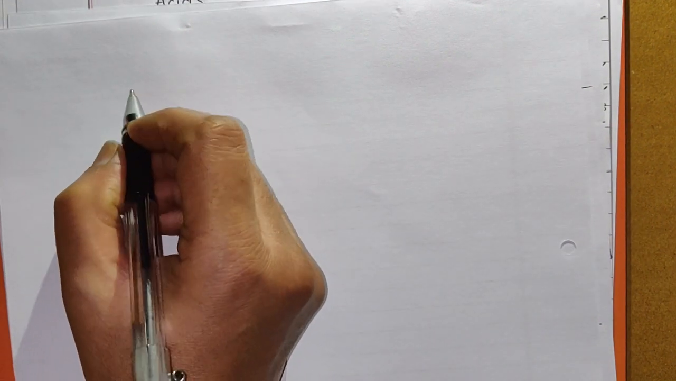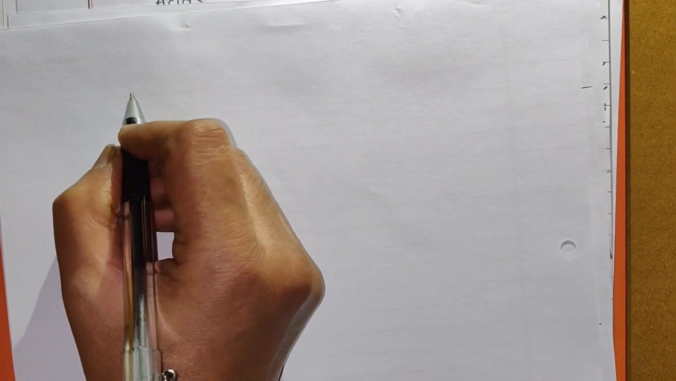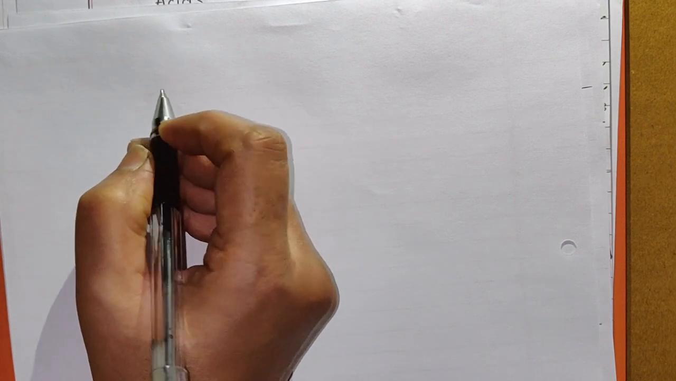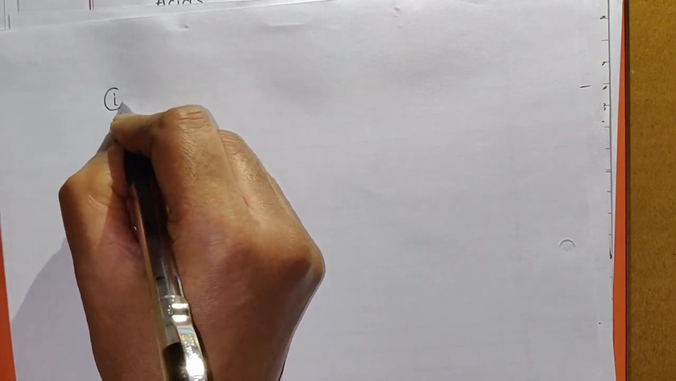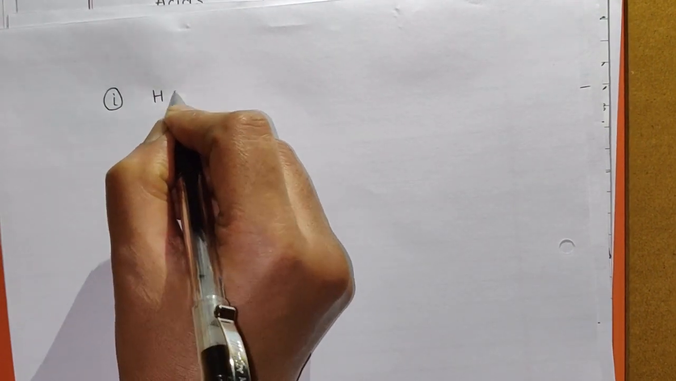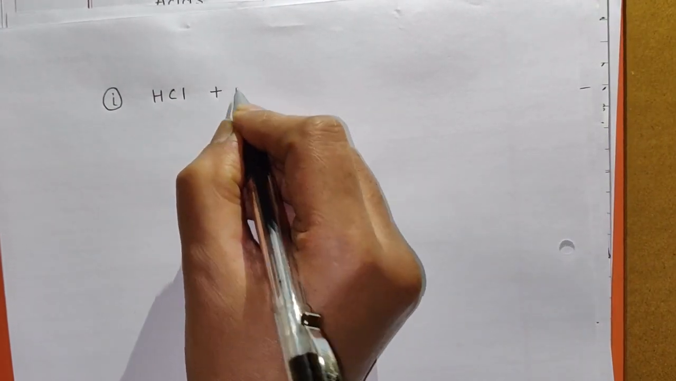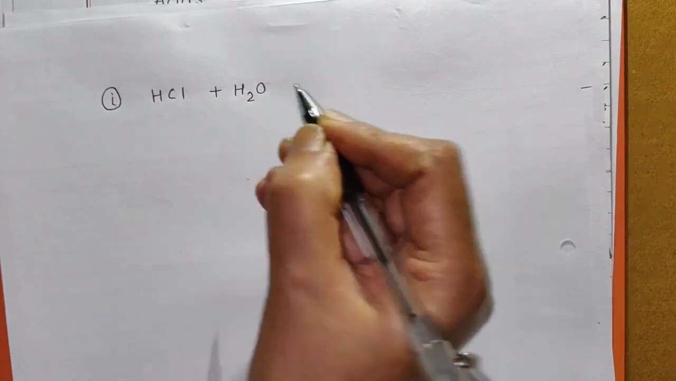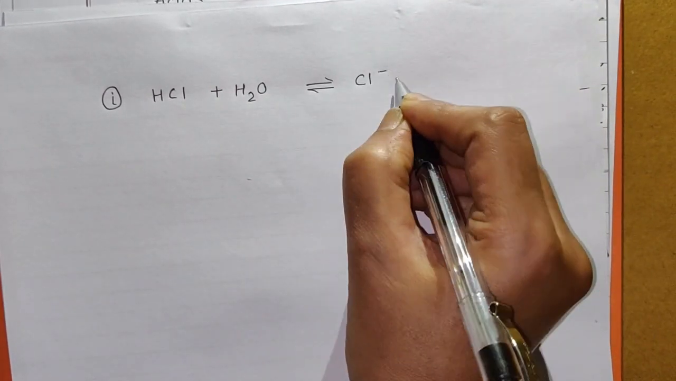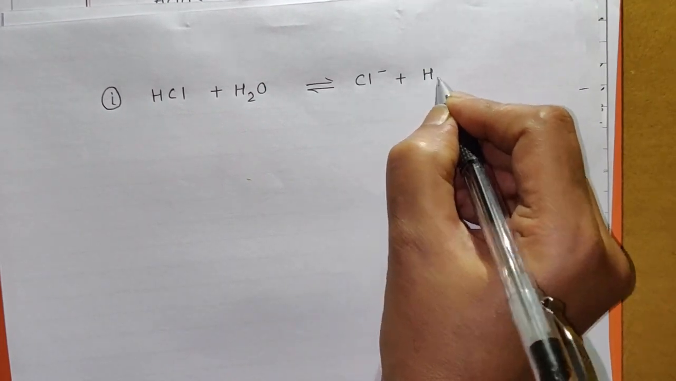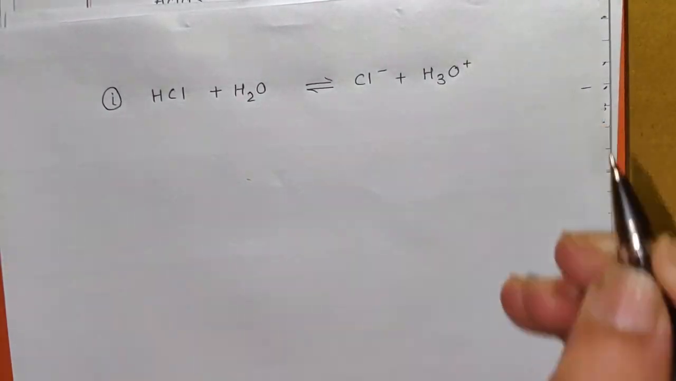Now, we will consider what is the nature of water according to Bronsted-Lowry theory. Suppose I have the first reaction like this. HCl reacts with water to give Cl minus plus H3O plus.